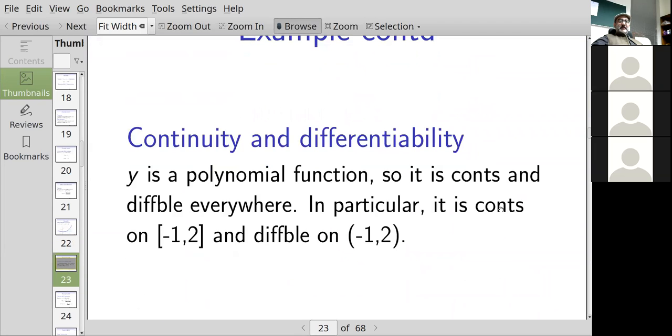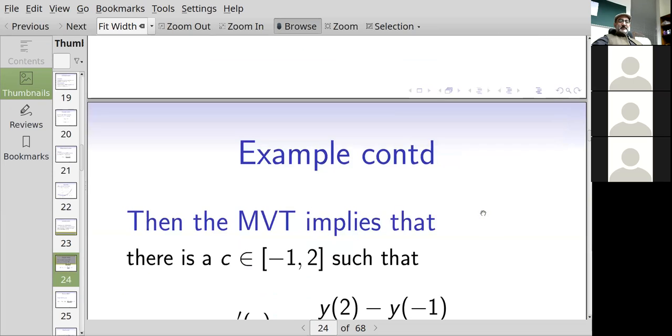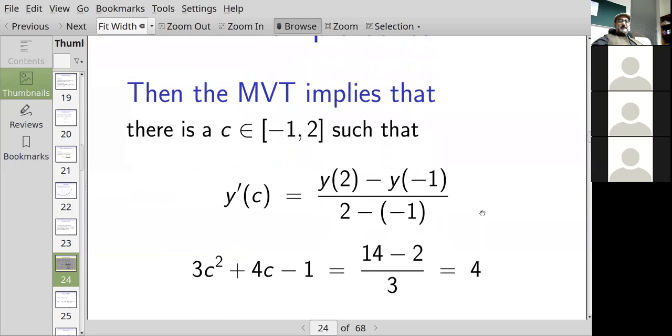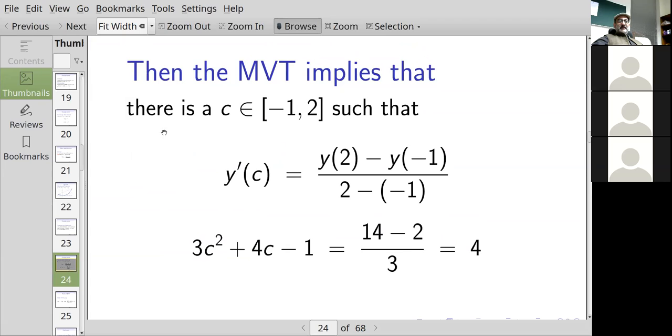All right. So like I said, it's a polynomial function, continuous everywhere, differentiable everywhere. So continuous on closed -1 to 2 and differentiable on open -1 to 2. So this says that there is a C somewhere. I've made a misprint here. This should be with round brackets. There's a C in the open interval (-1, 2) such that y prime of C is equal to the average rate of change, y of 2 minus y of -1 over 2 minus -1.